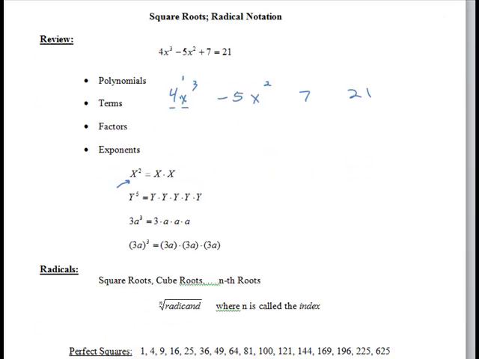3a cubed, that exponent of 3 only belongs to the a. The factor 3 has its own exponent, so when you expand that out, it expands out to 3 times a times a times a. However, if you put parentheses around the 3 and a, now everything inside the set of parentheses is being cubed. In other words, 3a is the base, so it gets multiplied by itself 3 times.